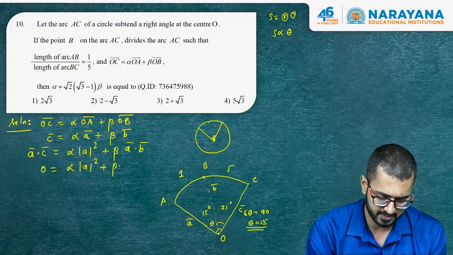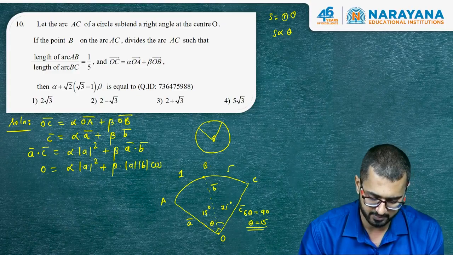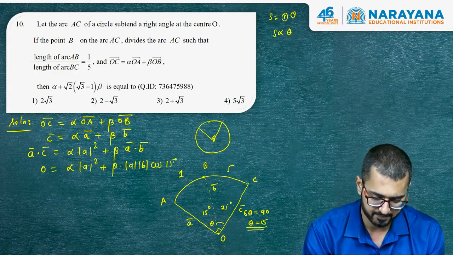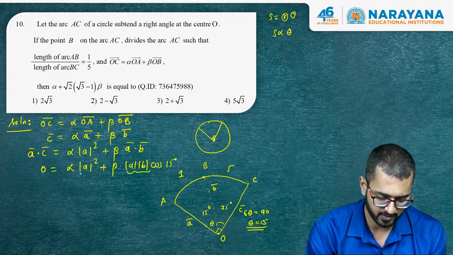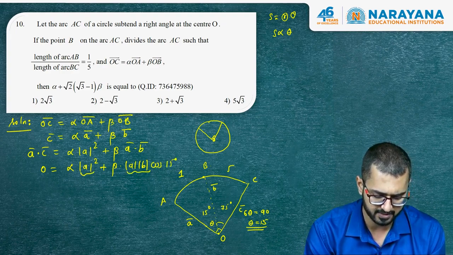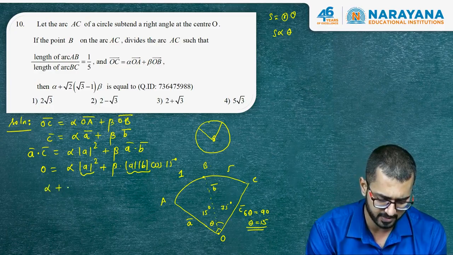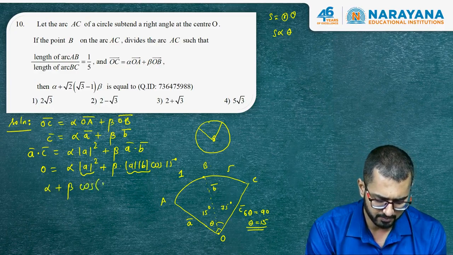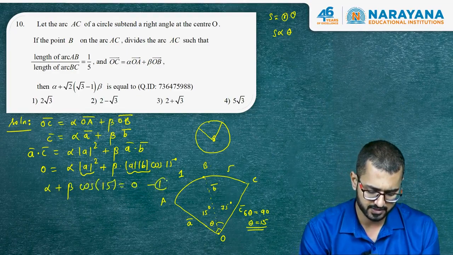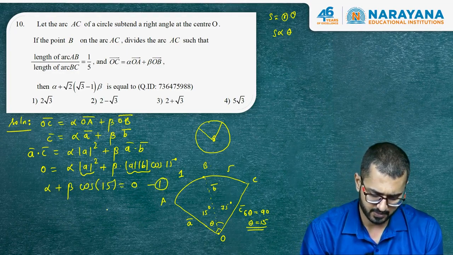And then beta I have here, and this will become modulus of A and modulus of B into cos of the angle between A and B, which is 15. So mod A and mod B are all equal, so I can remove them. It will be gone from the equation. So I'll simply have alpha plus beta cos 15 is equal to 0. So yes, we got one equation. Now let's find the other one.